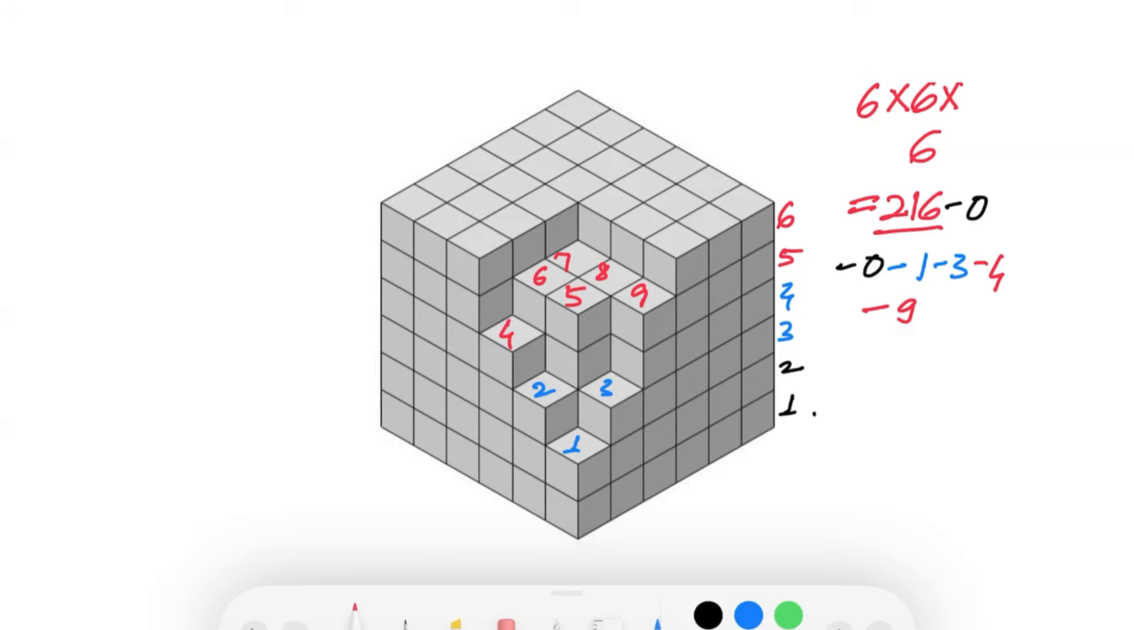So in a way, we can combine 9 and 1, and therefore you get 10. So that will become 206, and 206 minus 7. Therefore, this will become 199. Okay, we have a very clear answer with very minimal calculation.